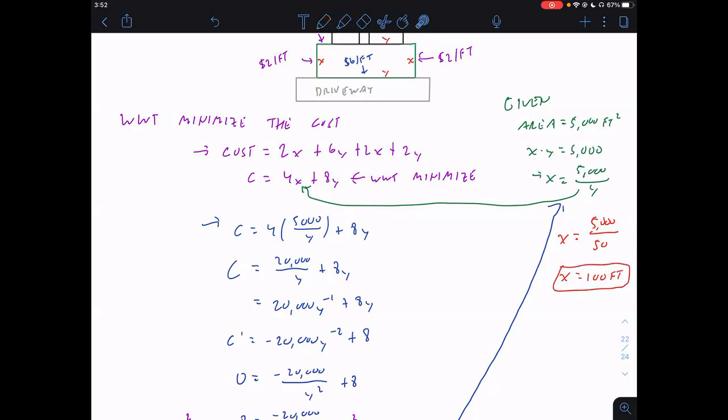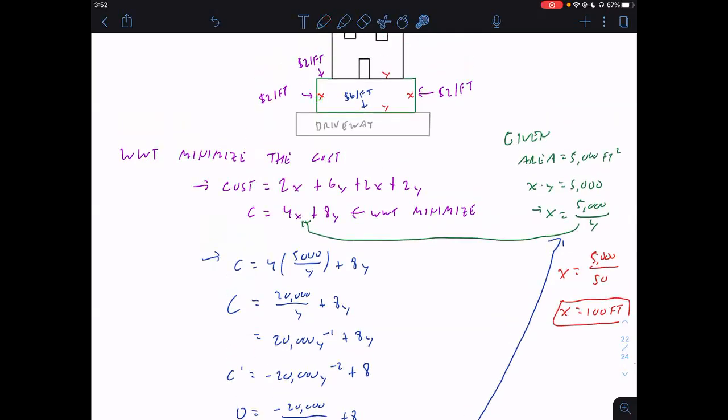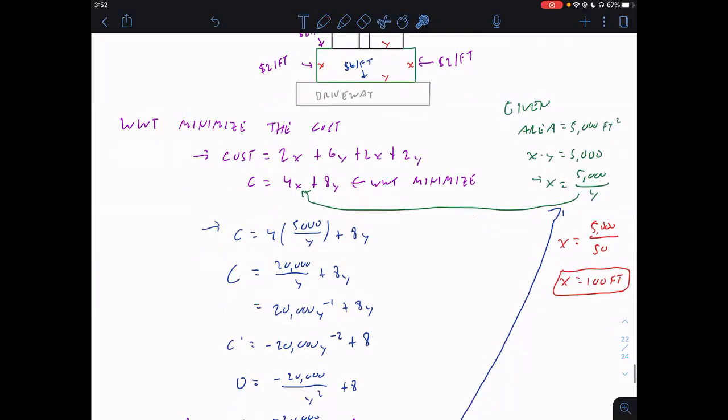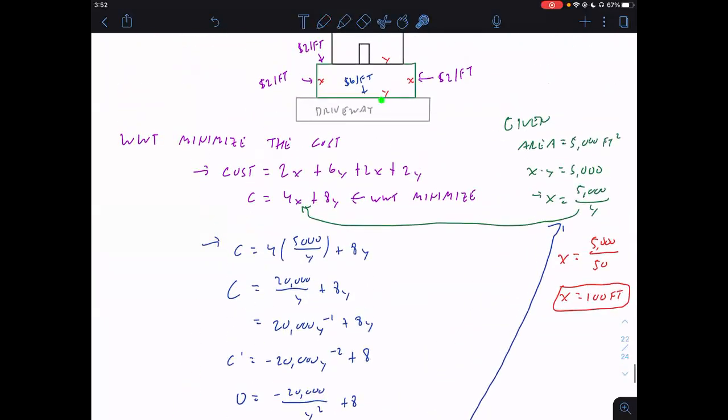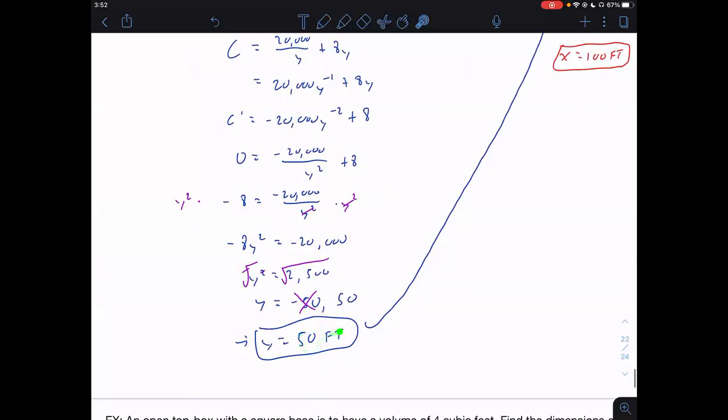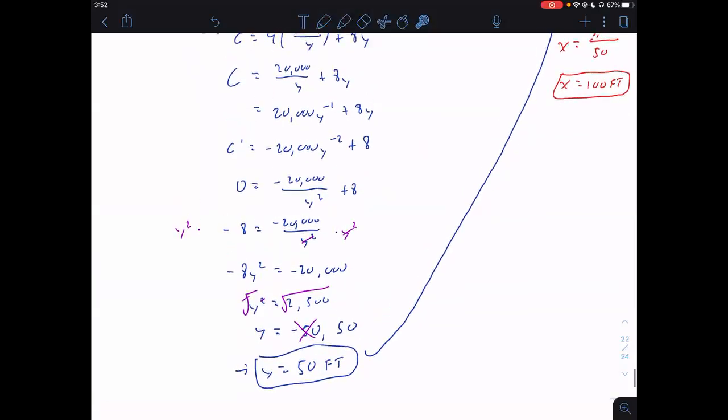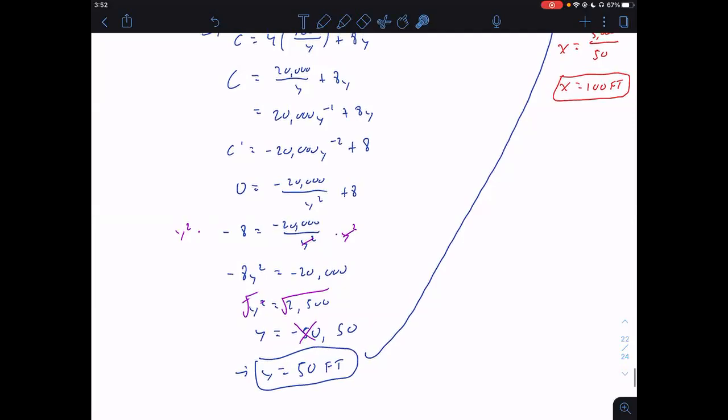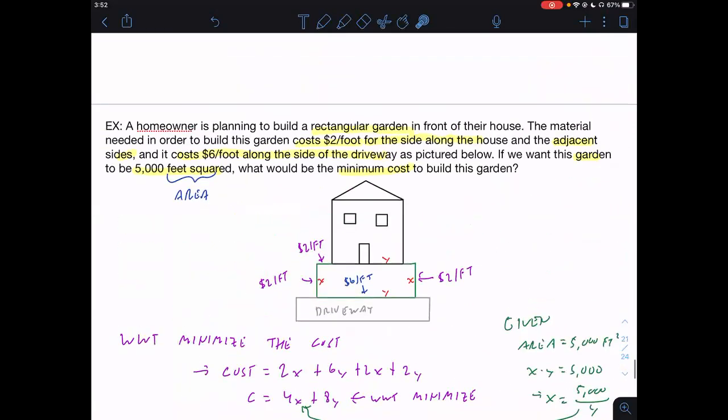Okay, so the left side and the right side should be 100 feet each, and the top and the bottom side should be 50 feet each. Okay, but we're not finished just yet, because what is the question asking? What's going to be our minimum cost?